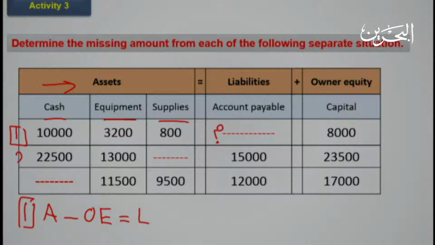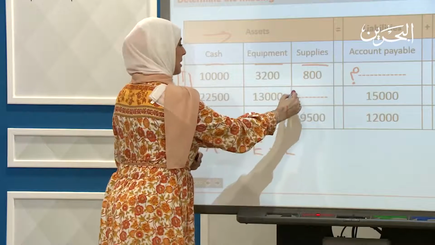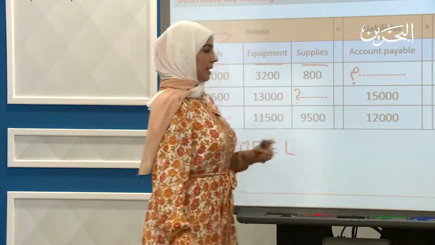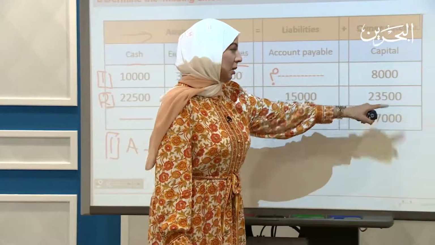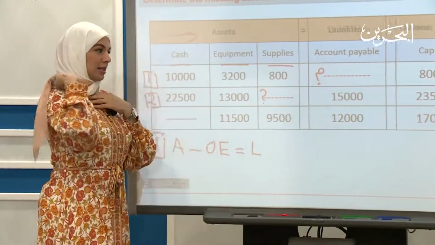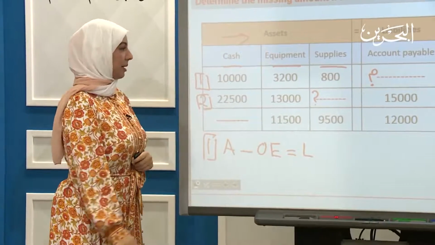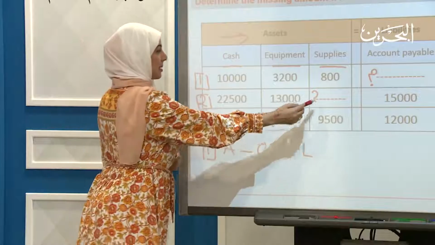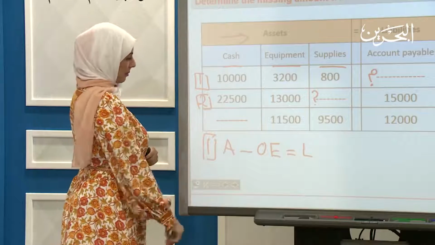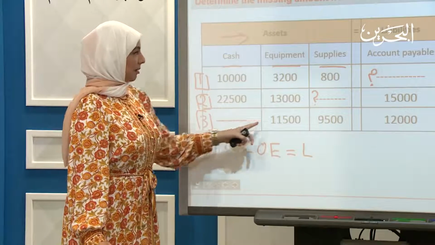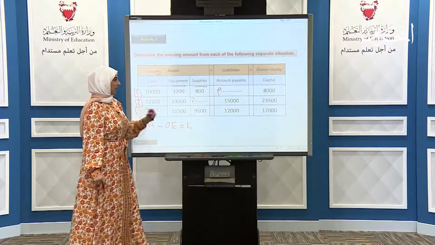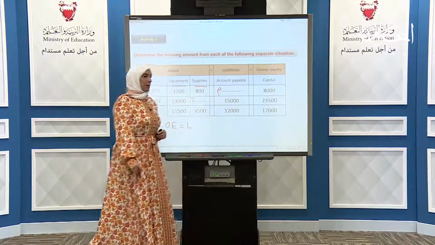On the second example, I have the assets, I have the cash, equipment, but I miss the supplies. And in the liability section, I have the liability figure, which is 15,000, and also I have the owner equity with 23,500. I need to get the assets. Third, also I have the assets except the cash, and I have the liability and owner equity.